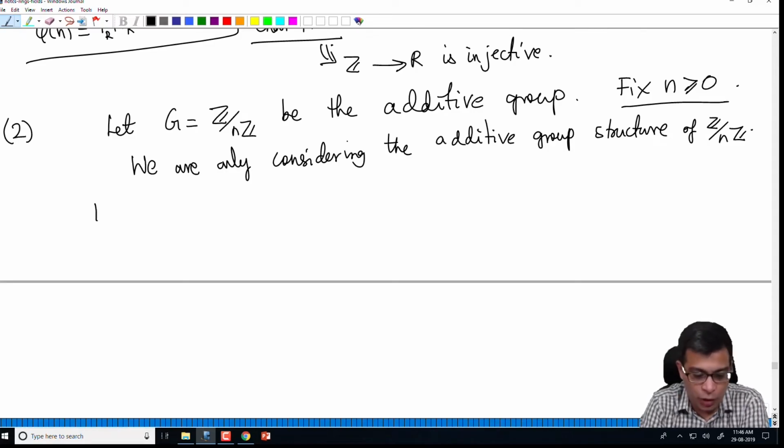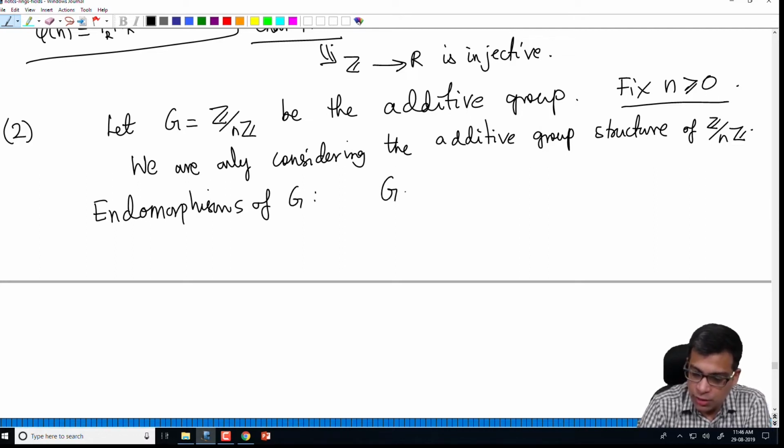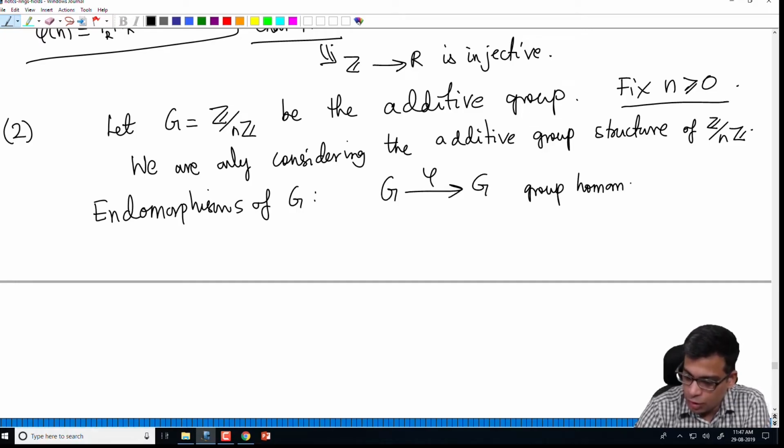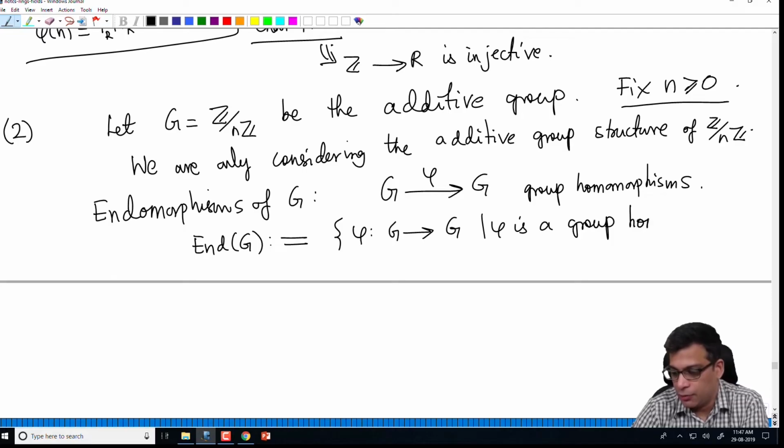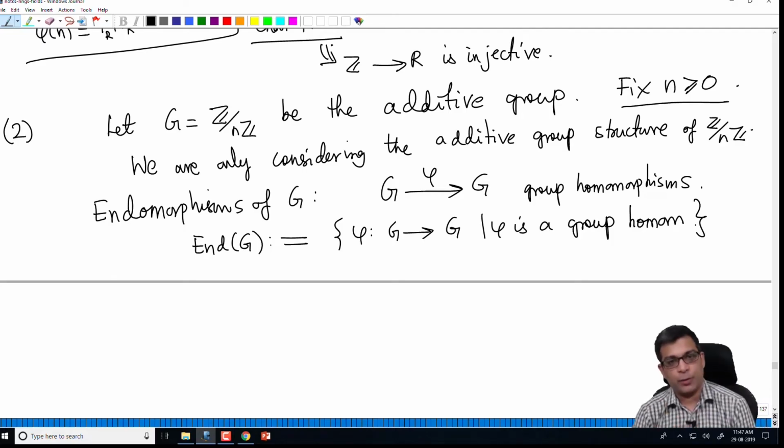I am interested in the following object. This is called the endomorphism set for now. These are group homomorphisms from G to G. Let us denote this by End(G). This is by definition all group homomorphisms from G to G. Let me emphasize again, phi is just a group homomorphism. Z mod nZ is also a ring, but I am not looking at ring homomorphisms. That means I am not insisting that 1 goes to 1.